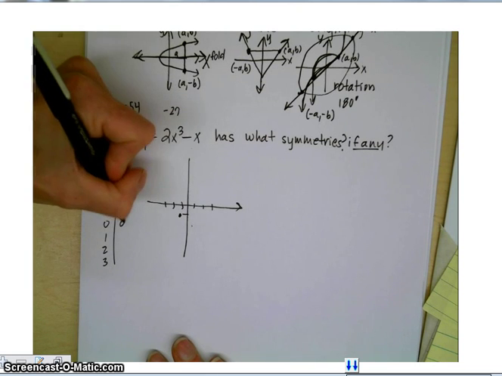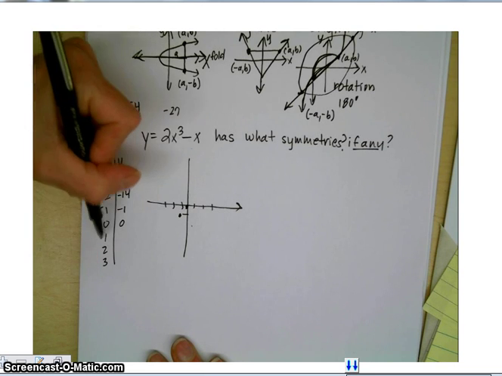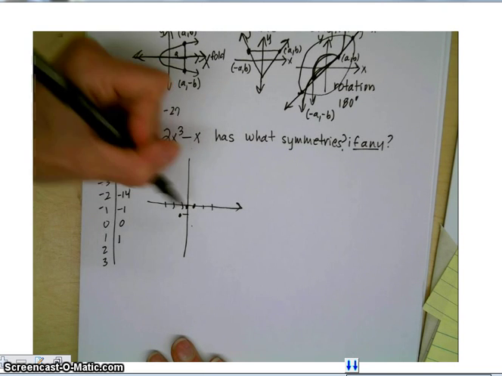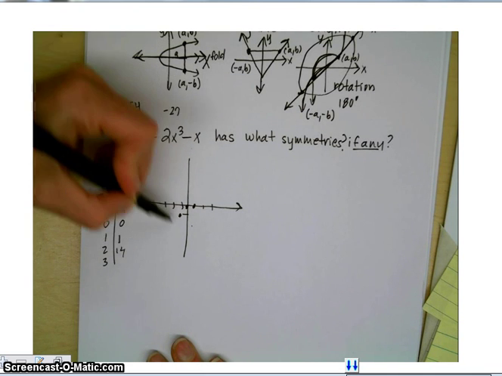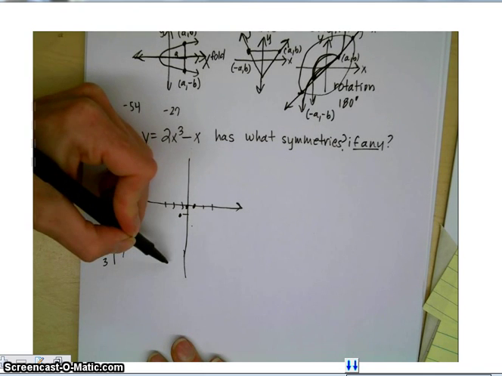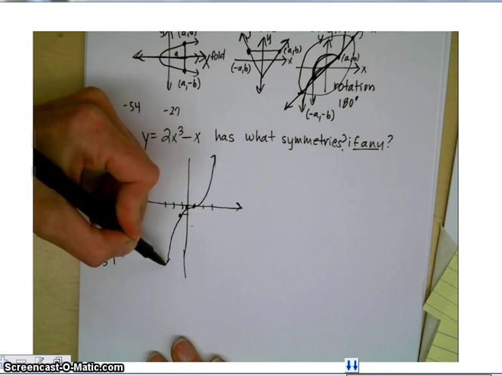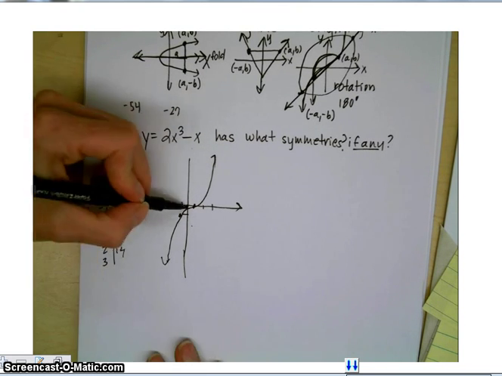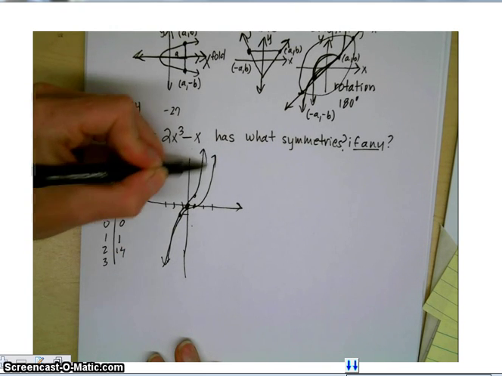When I put 0 in, I get 0. Okay, when I put 1 in, I get 1. When I put 2 in, I get 14. Okay, so it kind of goes way down here. So it looks kind of like that. Actually it goes right through there, doesn't it? And then, sorry, 1, 1, so it looks more like that.